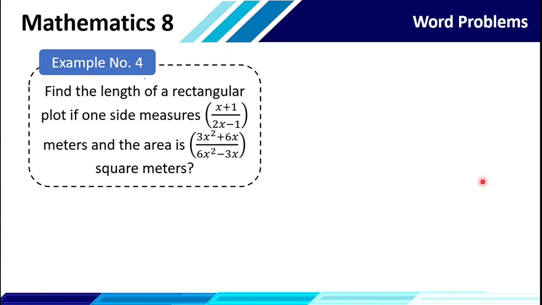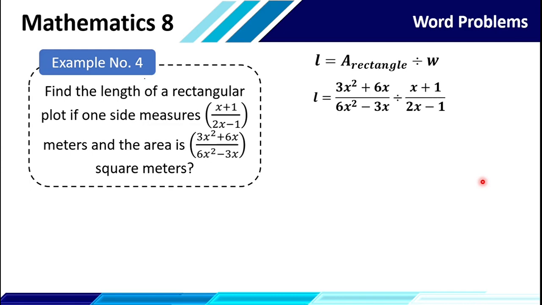To find the length of this rectangular plot, we have the formula: the area of the rectangle divided by the width. So we have the area of the rectangle, which is (3x² + 6x)/(6x² − 3x), divided by (x + 1)/(2x − 1). The first thing that we need to do is to get the reciprocal of our divisor and change our operation to multiplication. So we will have (2x − 1)/(x + 1) as our new multiplier.